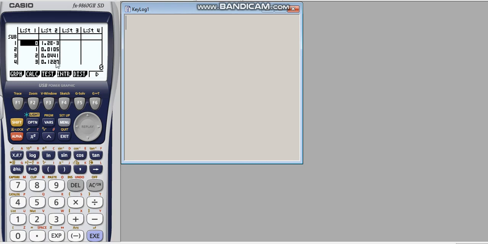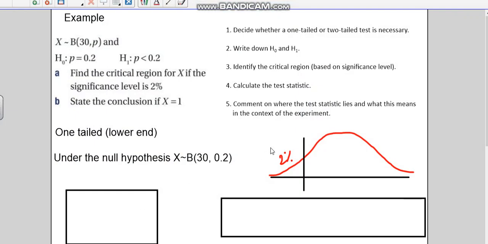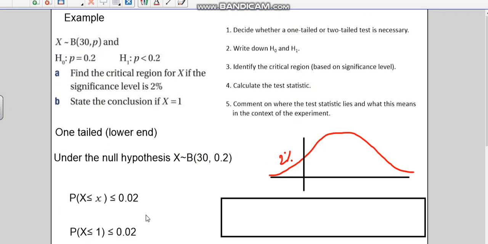Now we need the probability to be 2% or 0.02 or less. So anything over 0.02 is not going to be in the critical region. So 0 is definitely going to be in the critical region. 1 is definitely going to be in the critical region. 2, 0.04, is not going to be in the critical region. So I know my critical value is, the line is going to be somewhere between 1 and 2, but the first number I reject is going to be 1. Okay, so if we come back to the thing here, I've written that down here.